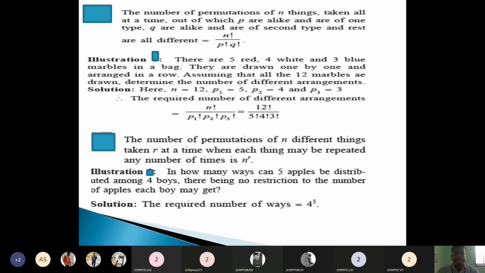So for that, the permutation is 4 power 5. Total 4 boys, 5 apples, shared in any order. All the 5 apples may be given to one person, that is one kind of permutation. All the 5 apples may be given to one boy, and the remaining get no apples. Like that, you can also permute. So the number of permutations is equal to 4 power 5. That means 4 into 4, you have to multiply 4 five times. That is the value.